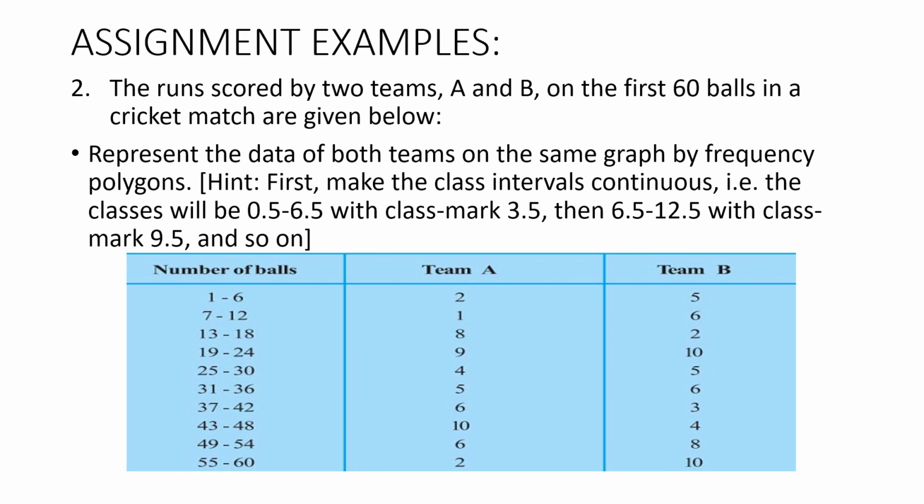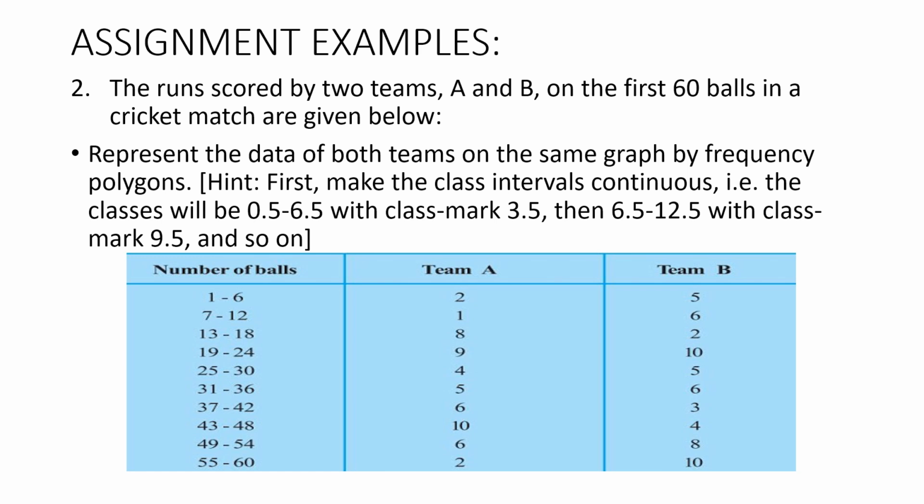Assignment example 2. The runs scored by two teams A and B on the first 60 balls in a cricket match are given below. Represent the data on both the teams on the same graph paper by frequency polygons. Now you can see over here that the class intervals are not continuous. Remember, for histogram, for frequency polygon, you have to make the class intervals continuous.